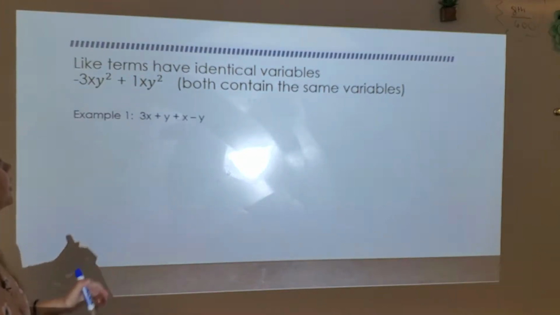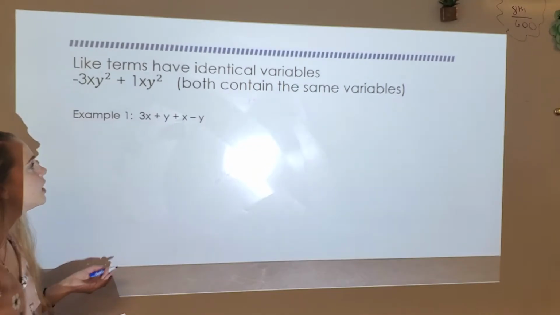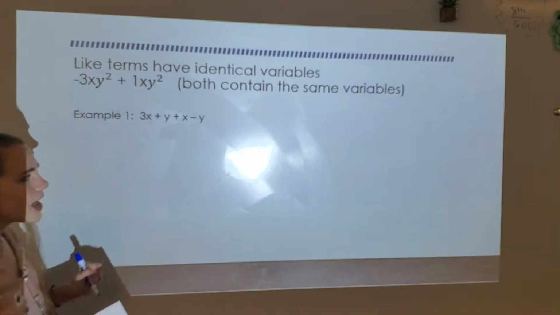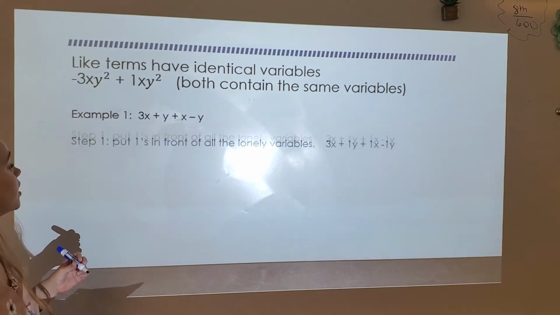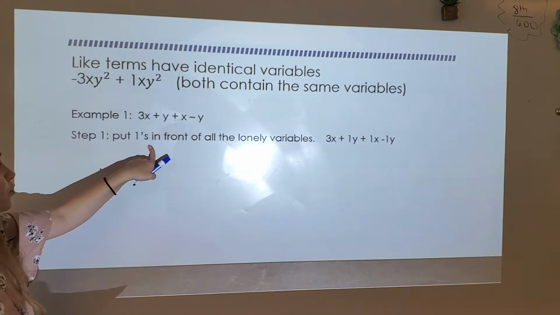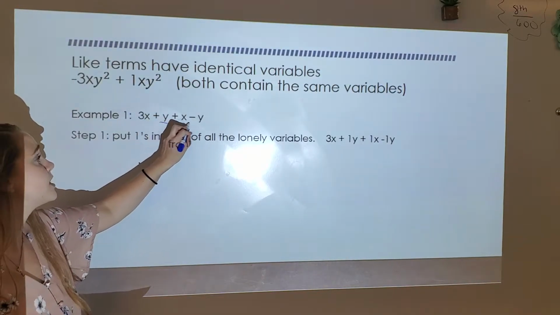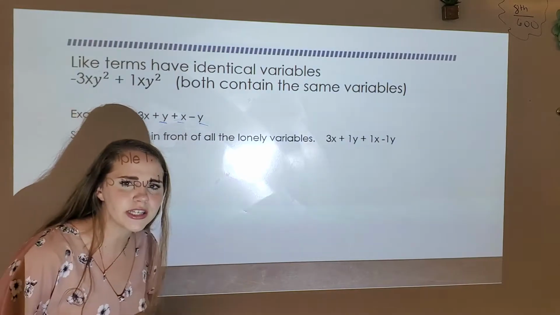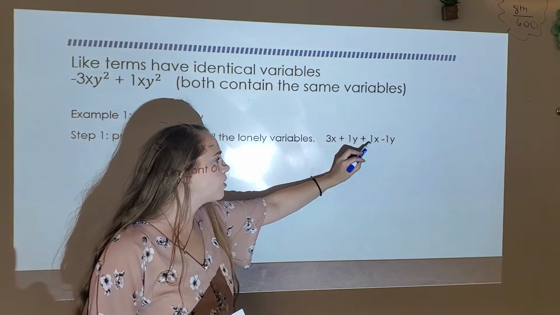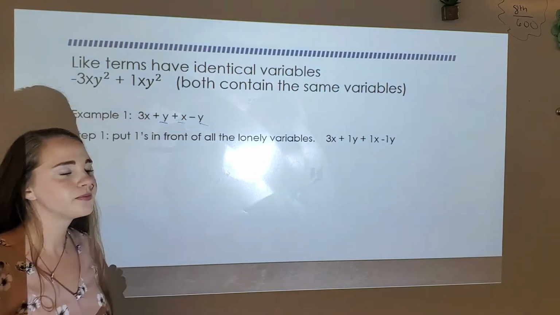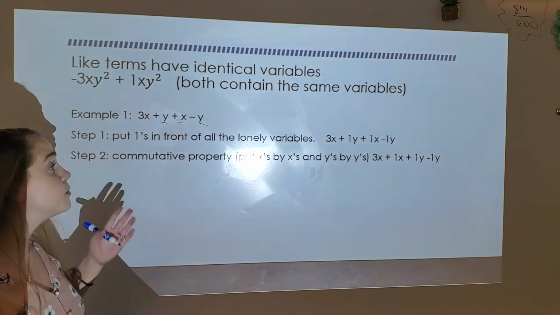So let's move on. Here's our first example. 3x plus y plus x minus y. And we'll see what our first step is. Our first step is just to put ones in front of all those lonely variables. The ones that are all alone, we're just going to put ones in front of them so it's easier for us to add or subtract. So 1y, 1x, -1y.